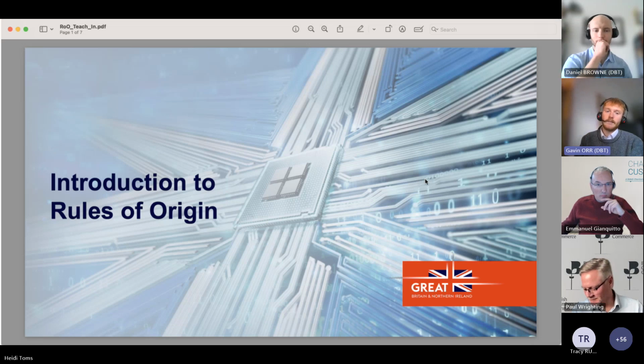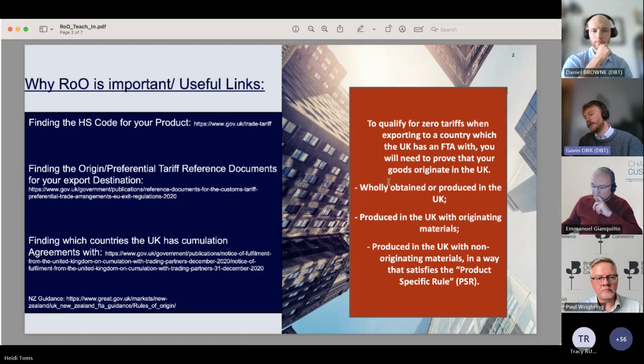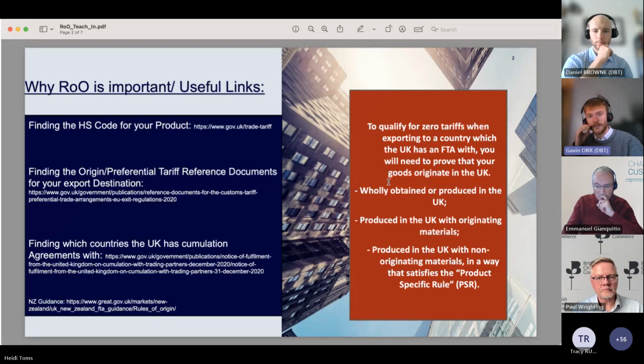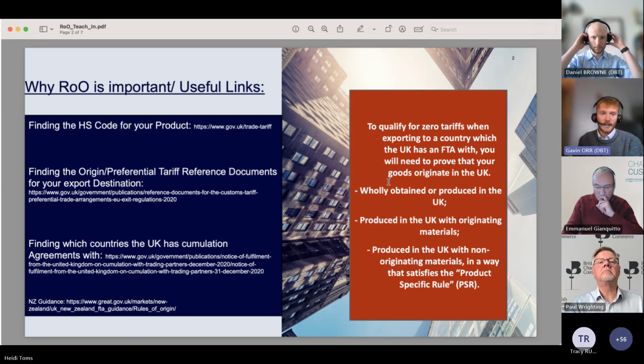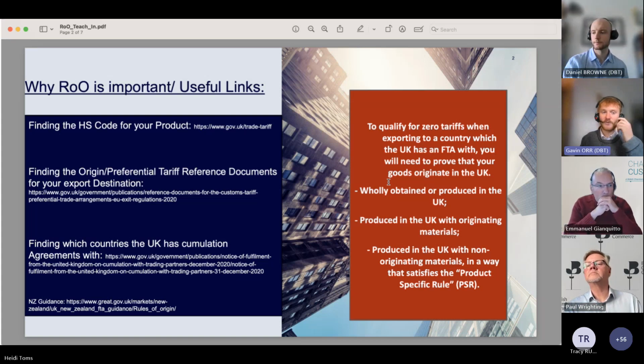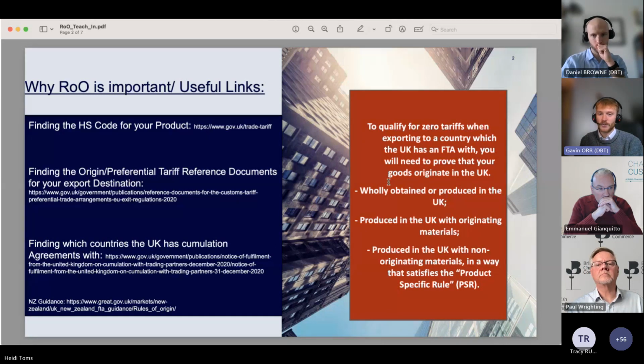Amazing. Thanks, Paul. Cool. So yeah, Paul, as you say, encouraging UK businesses to be able to utilize the hard-won preferences of our FTAs is really important to us in DBT. So yeah, Paul, is a really useful run through. Thank you. And by the same token, myself and Dan are really pleased to be able to give a quick introduction to the sometimes mystifying world of rules of origin, and hopefully this session gives you the tools and the knowledge to help you to apply these rules.